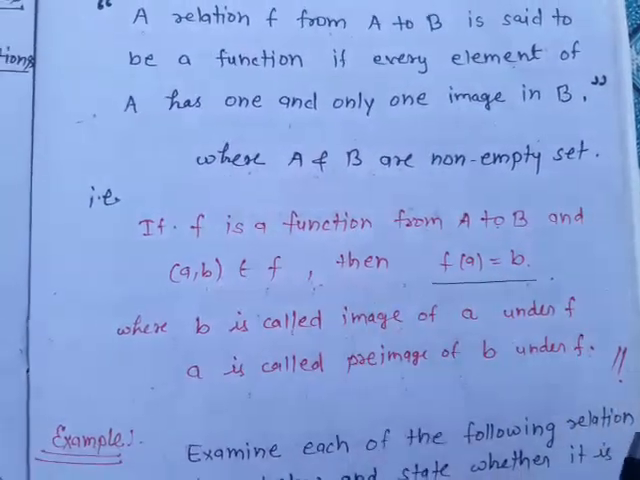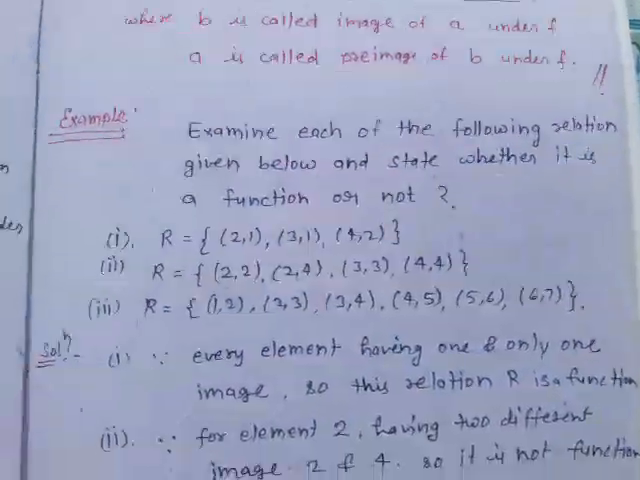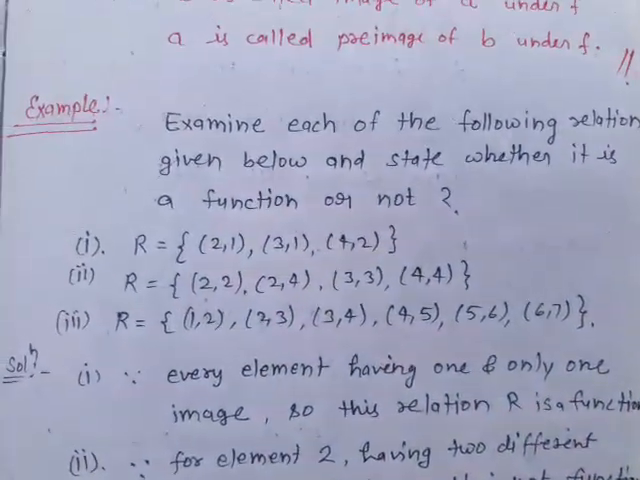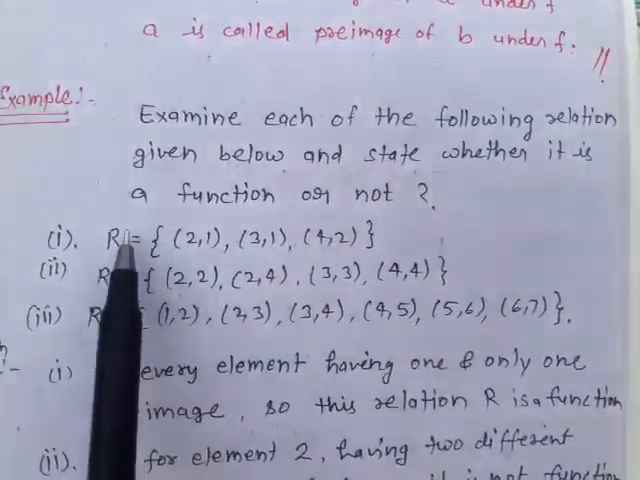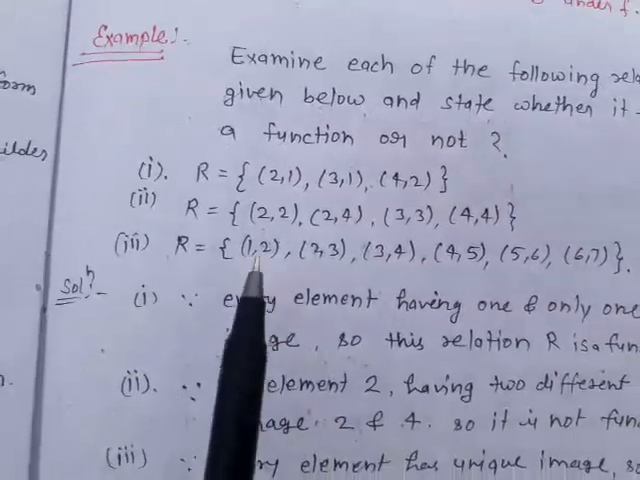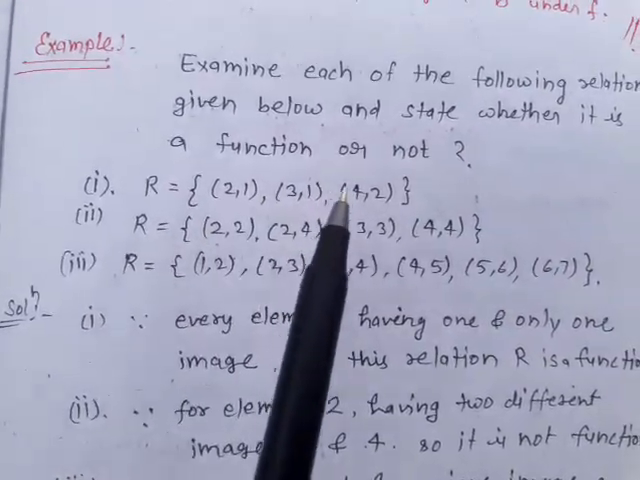This is the format of the function. This can be understood with an example. Now the example is: examine each of the following relations given below and state whether it is a function or not. First one is R equal to {(2,1), (3,1), (4,2)}.